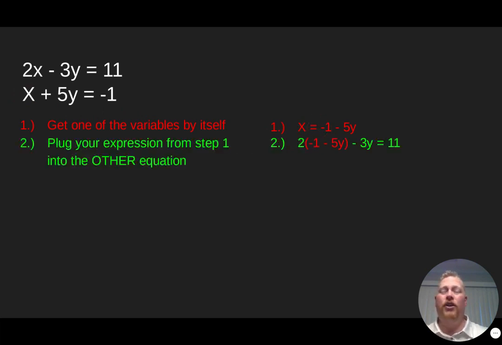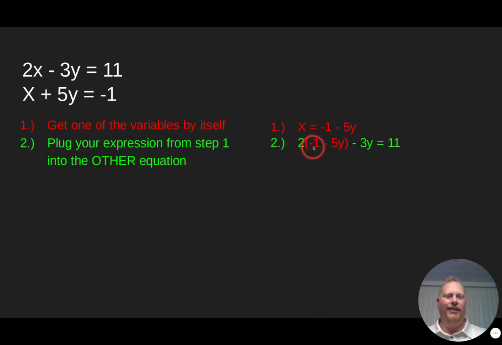So now that I have that x all by itself, here's what I'm going to do with it. I'm going to take that expression. I'm going to use the fact that x equals -1 minus 5y. Those two things are the exact same. So the idea behind substitution is that you take something out and put something just as good in its place. So I'm going to go to the other equation, the 2x minus 3y equals 11, and where the x is, I'm going to take that x out, and I'm going to put something just as good in its place.